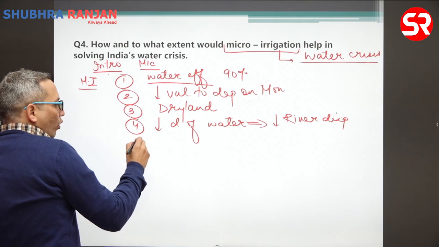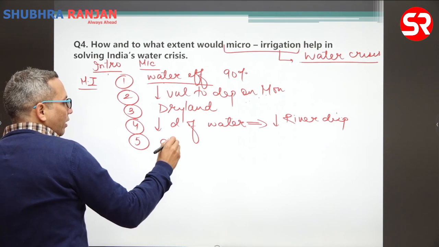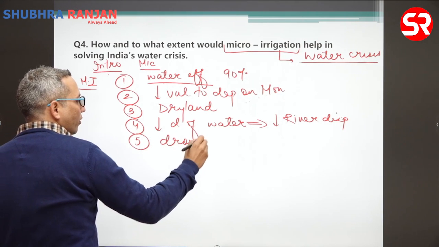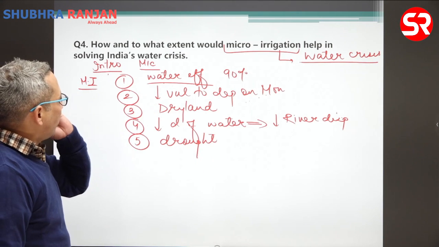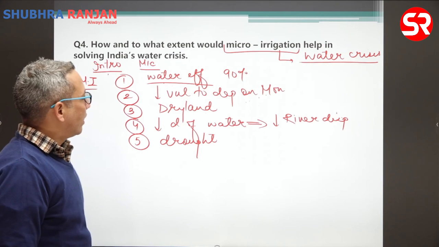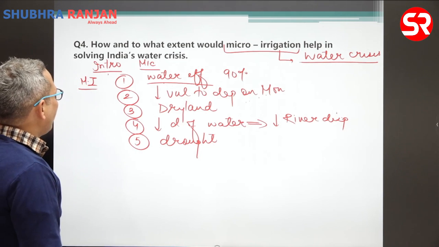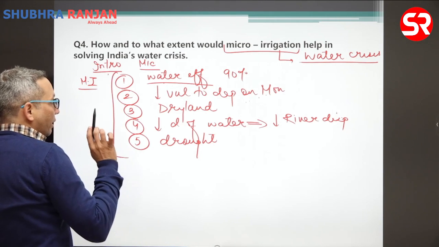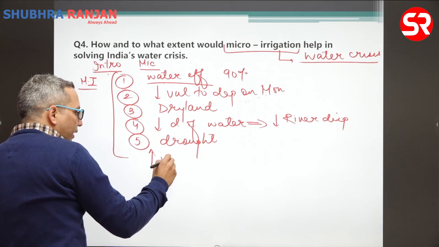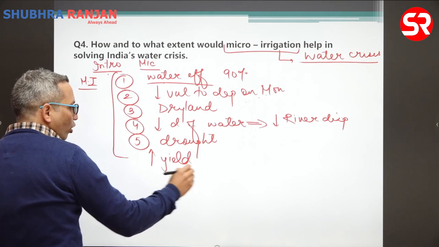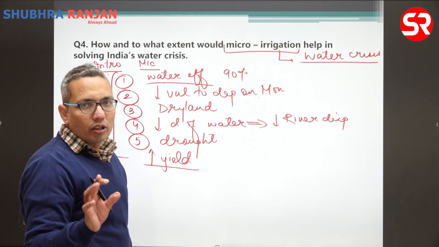Moreover, it would also reduce the vulnerability towards drought. We'll say that this is how it will help in solving India's water crisis, because less water will be used. At the same time, micro irrigation will help in increasing the yield of crops because water is provided directly to the roots of the crop.